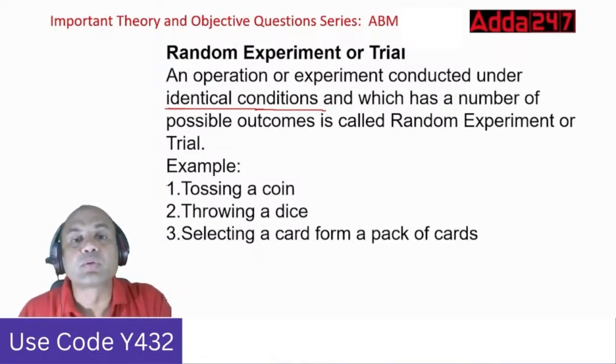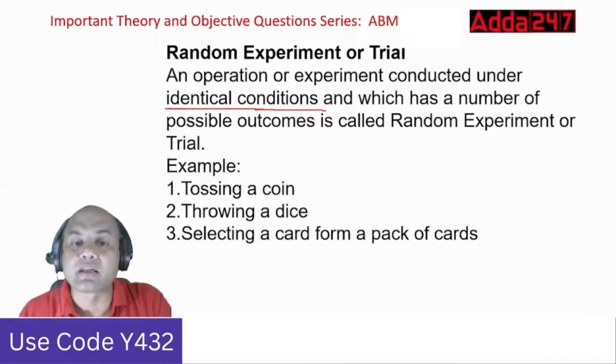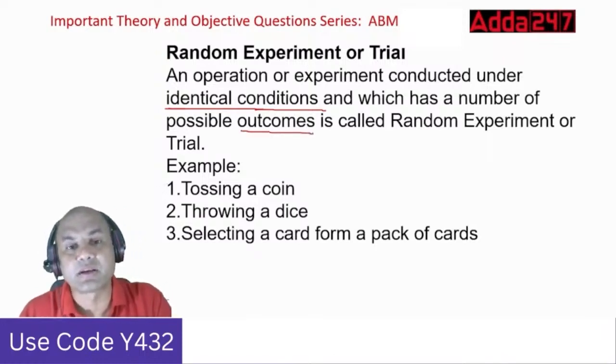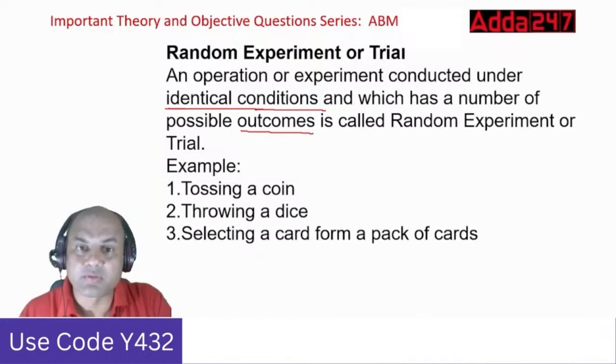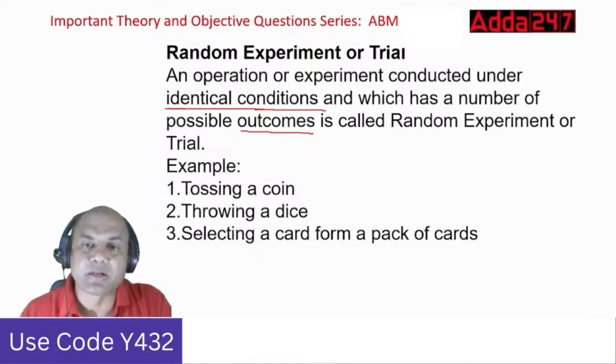Okay. So two countries are identical. It means what? Their culture is similar. Okay, that is known as identical. So similarly, when I say conducted under identical conditions, what does it mean? Under similar conditions and which has a number of possible outcomes. Now various outcomes can come out. Okay, so that is known as a random experiment or trial. Got it, everyone? Important part, remember identical conditions and number of possible outcomes. That is known as a random experiment or trial.